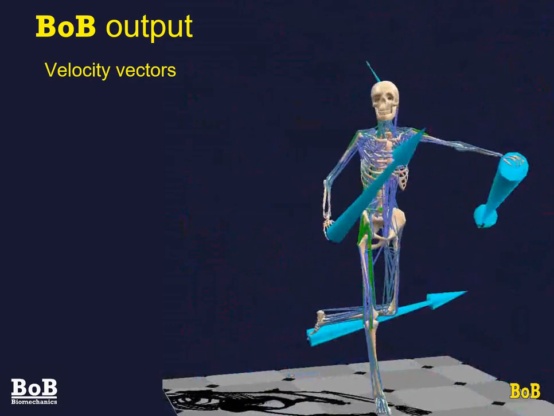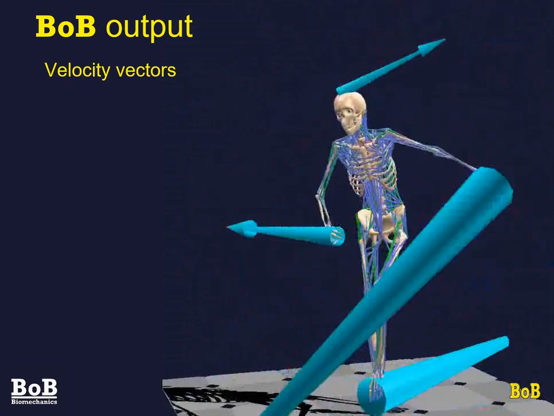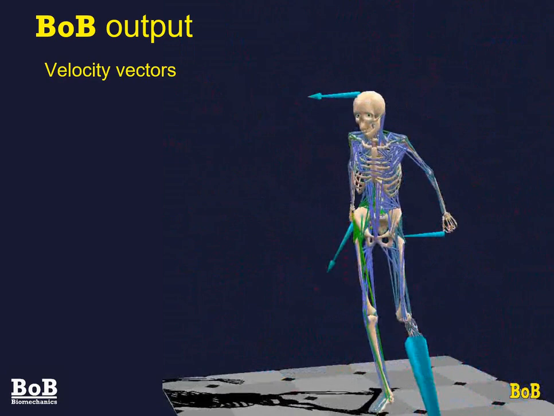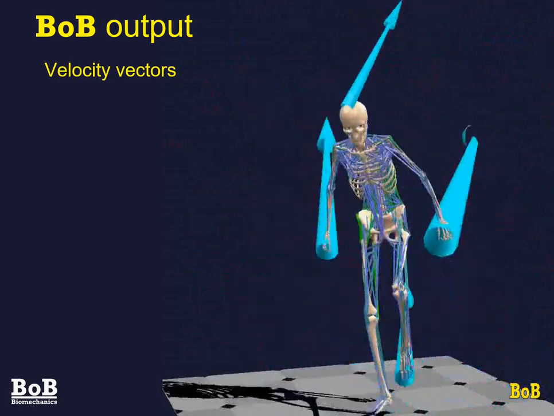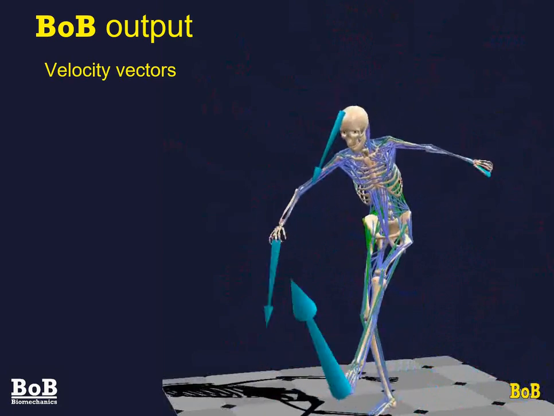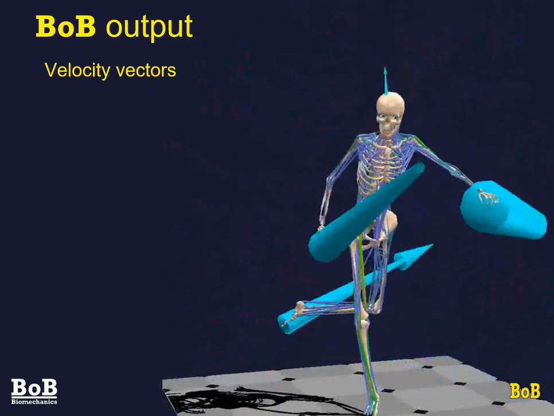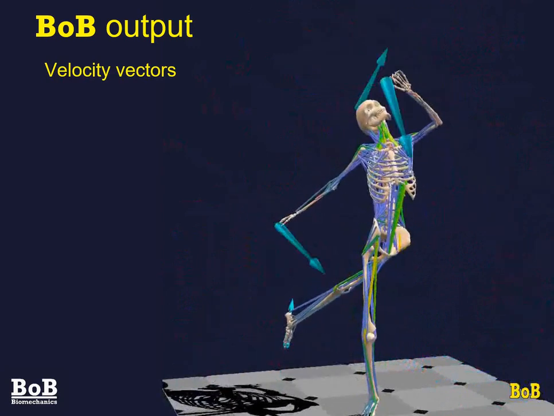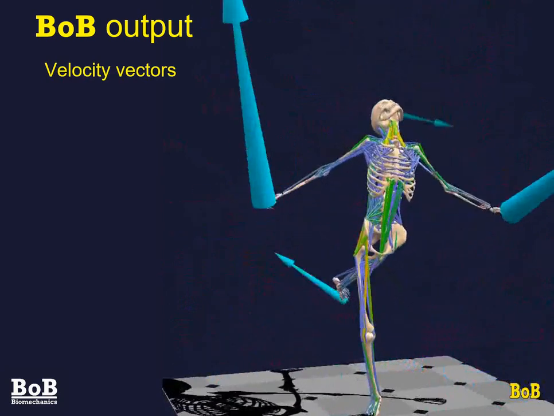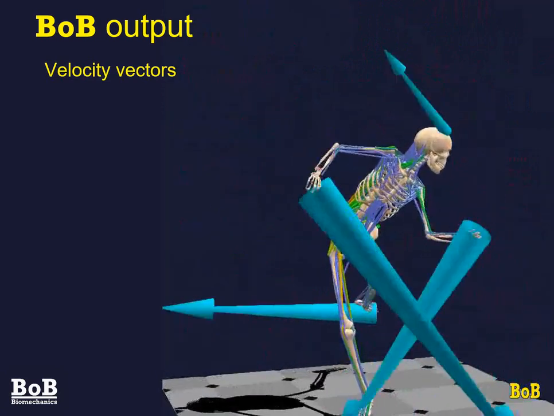The biomechanist might want to know which parts of the body are moving the fastest or the slowest and in what particular direction. To display this, we display velocity vectors actually attached to the points on the body. So in this case, each hand is showing a velocity vector, the left foot is showing a velocity vector, and the head is showing a velocity vector. So you can see how fast they're all moving and in which direction.